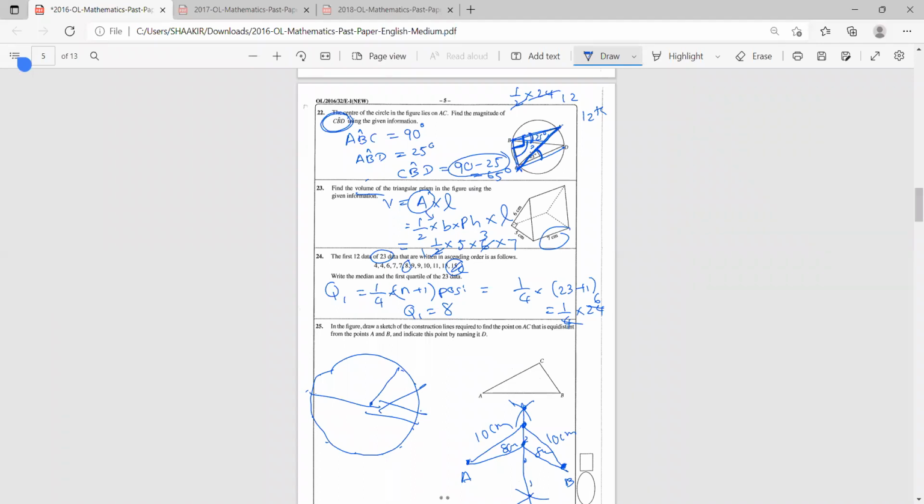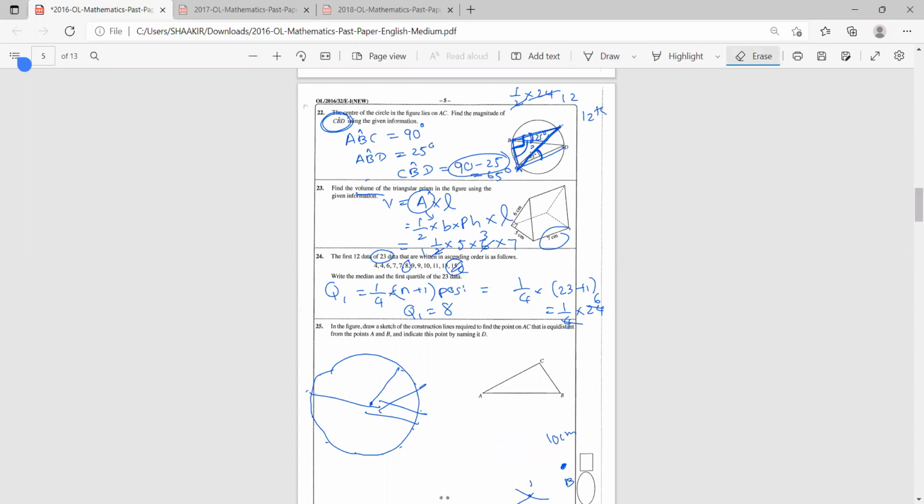So remember, if they give 1 point, then it will look like a circle. If you draw a circle, any point which lies on the circle will be equidistant from that 1 point. If it is 2 points, then you have to draw a perpendicular line. You all know how to draw the perpendicular line, no? Something like that.